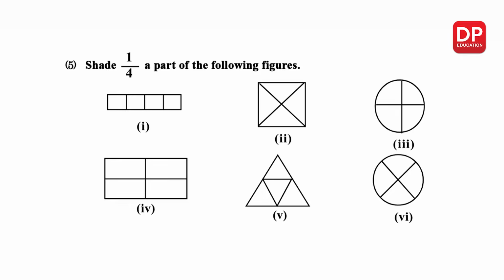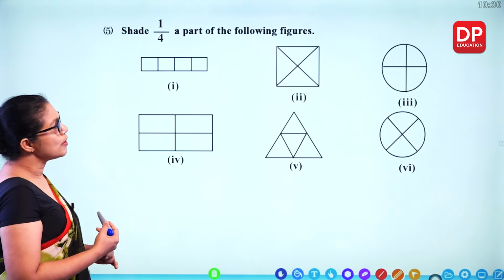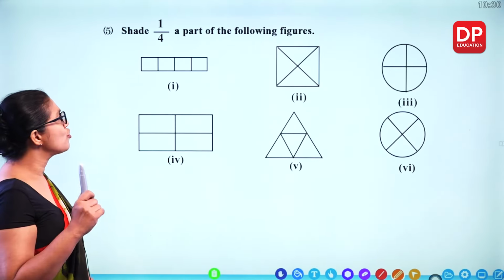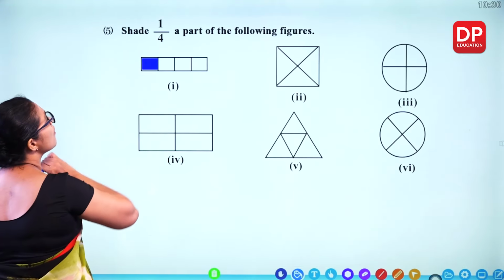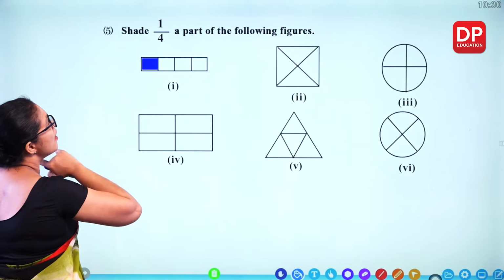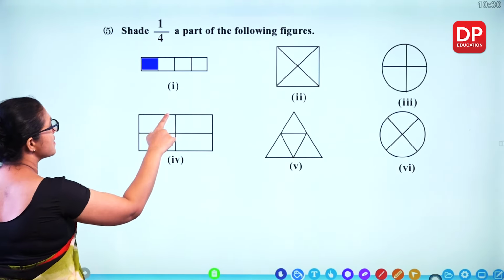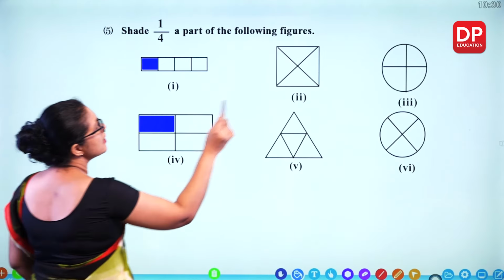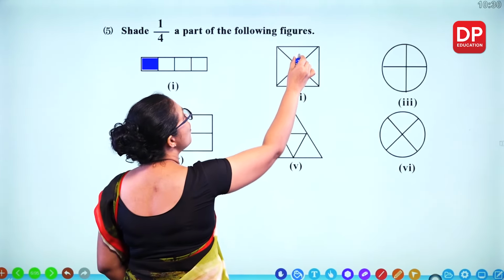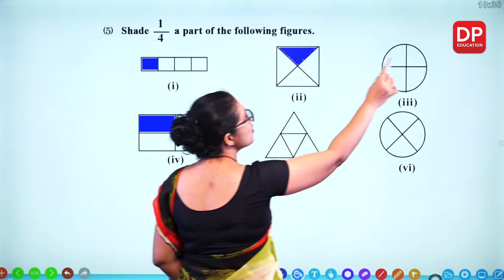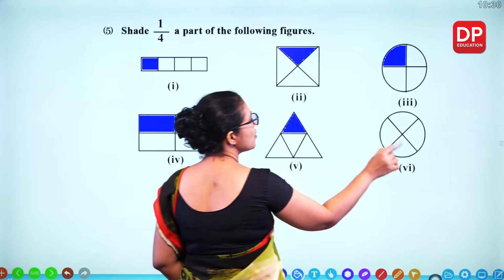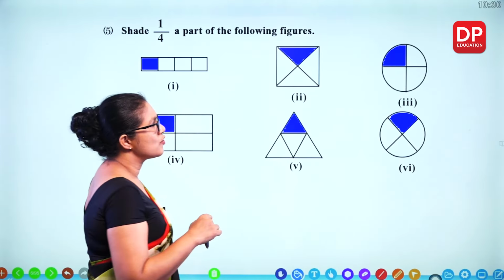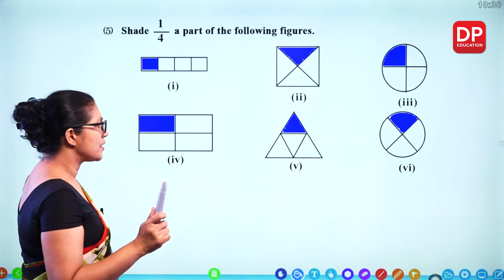Shade 1/4 of the following figure. 1/4, quarter. Quarter means out of 4 parts, you have to shade 1 part. So we'll do that. 1/4 means quarter means 1 part. Here 4 parts are there. You have to shade 1 part. Here 1, 2, 3, 4. Shade 1 part. 1, 2, 3, 4. Shade 1. 1, 2, 3, 4. Shade 1 part. So that's a quarter. 1 quarter.